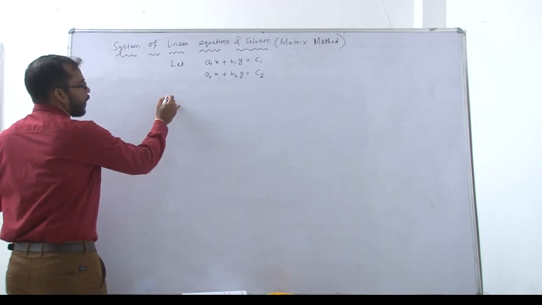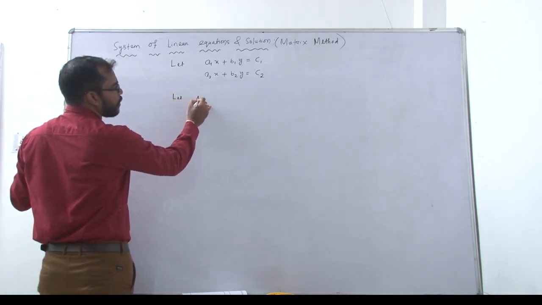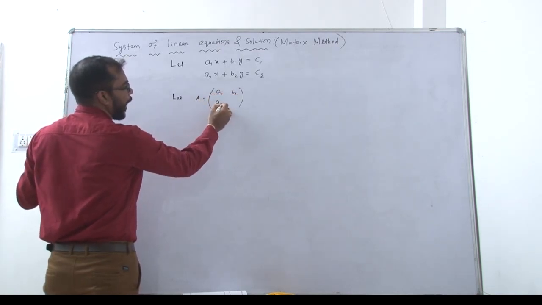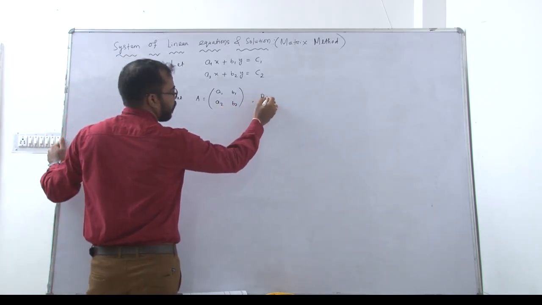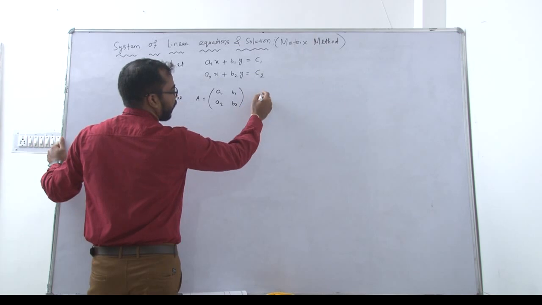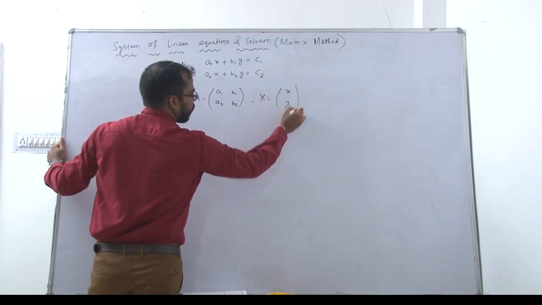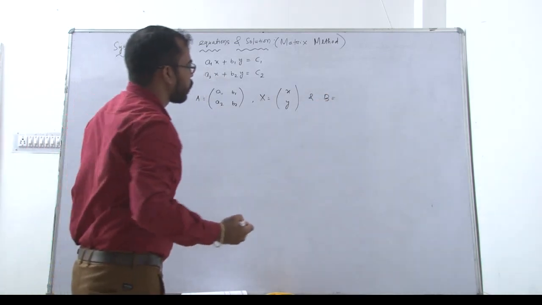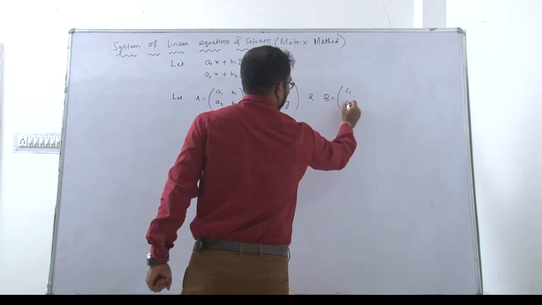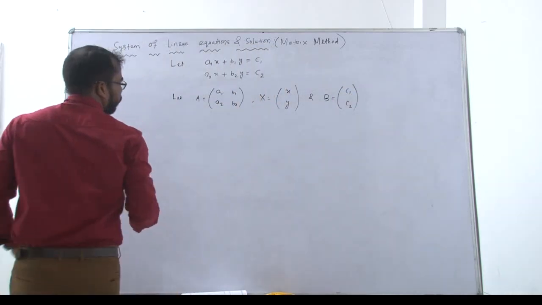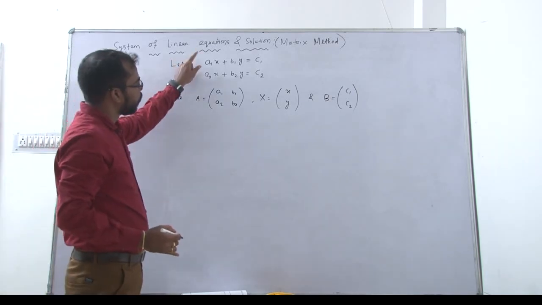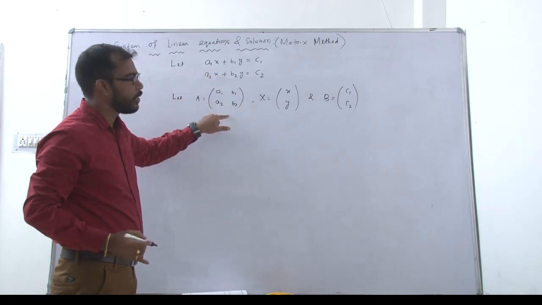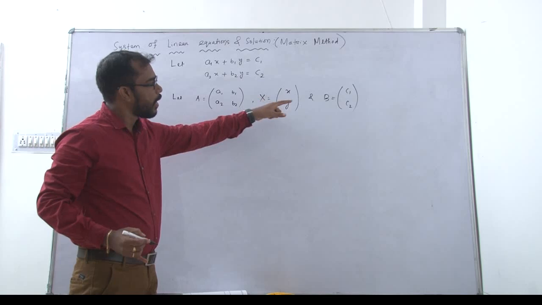So here we can take, let A be equal to the matrix a1 b1 a2 b2, X be the matrix of variables x and y, and let B be the matrix c1 c2. So if we take the two equations in matrix form, A is the matrix of coefficients of x and y, X is the variables, and B is the constants.